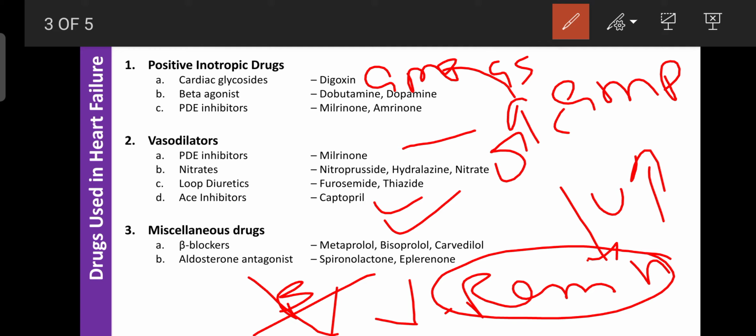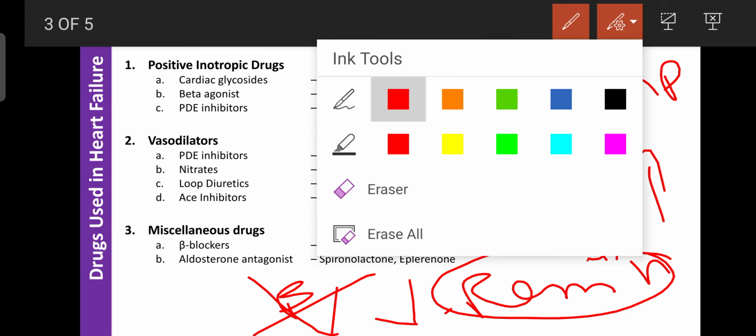So due to that, beta blockers are also used for the treatment of hypertrophy of the left ventricle or failure of the left ventricle, along with the ACE inhibitors. Okay, so the next drug is the aldosterone antagonist.